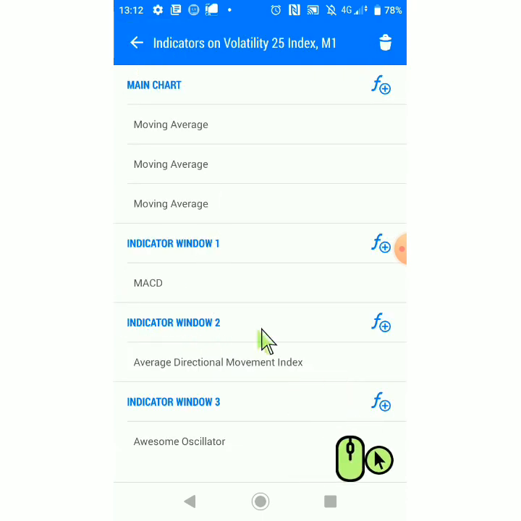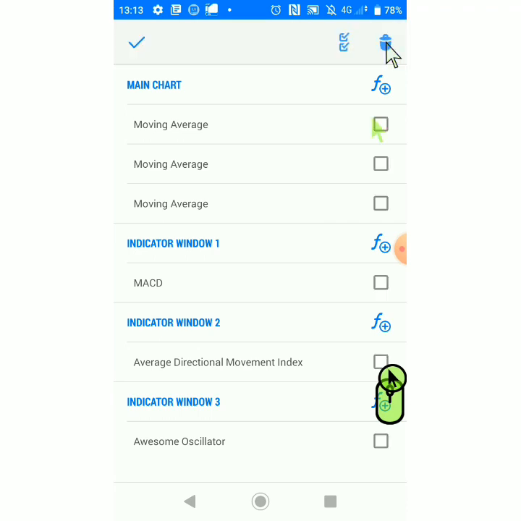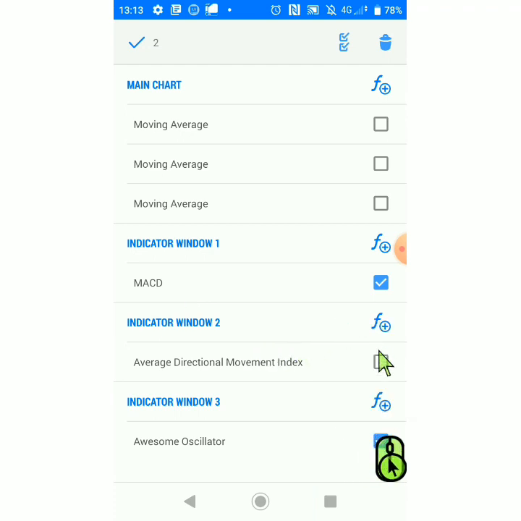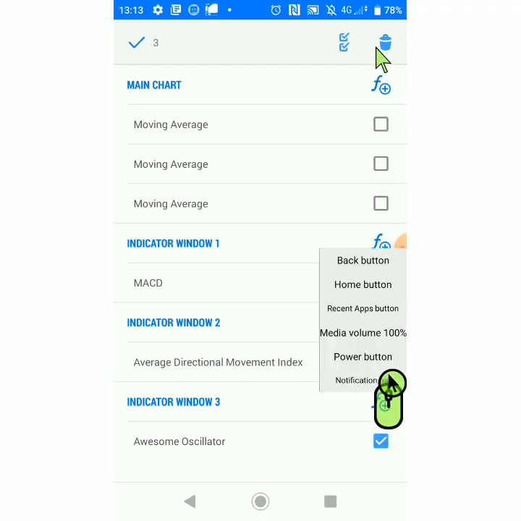Now the next thing we add. I remember sometimes some people were asking me, Tim, how do I create new indicators? So I will delete this MACD. I'll delete MACD and delete average directional movements. Okay, and I'll click down, delete.